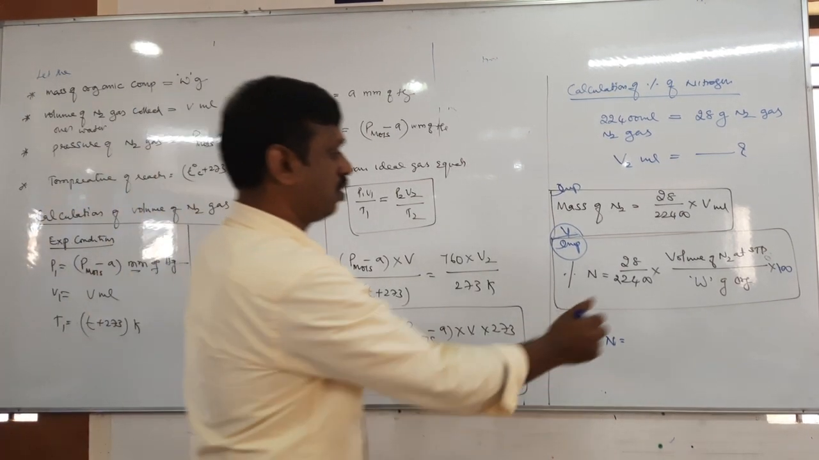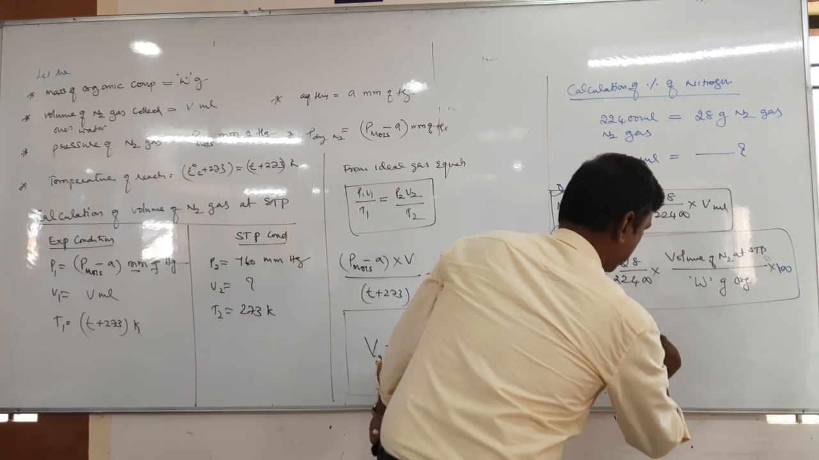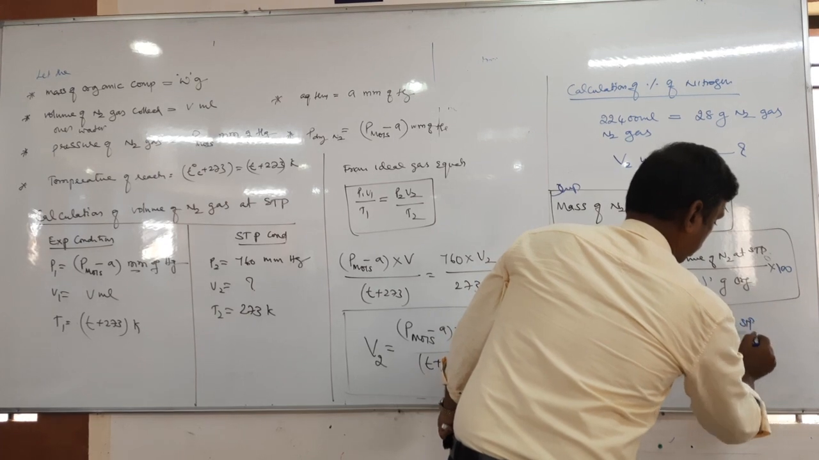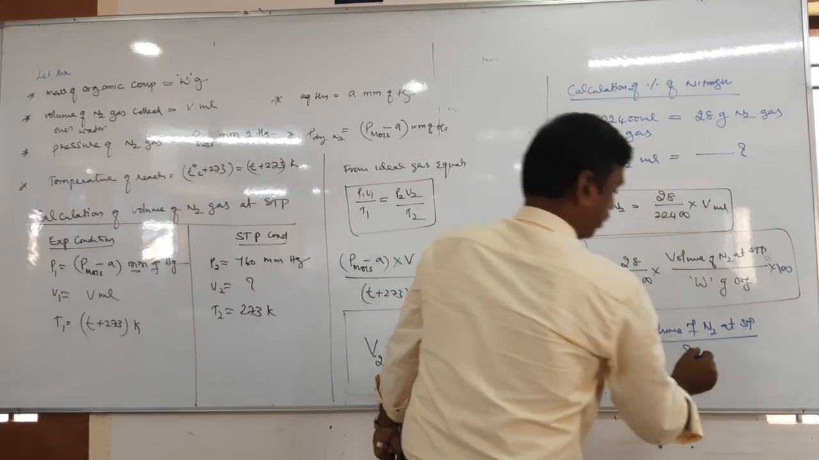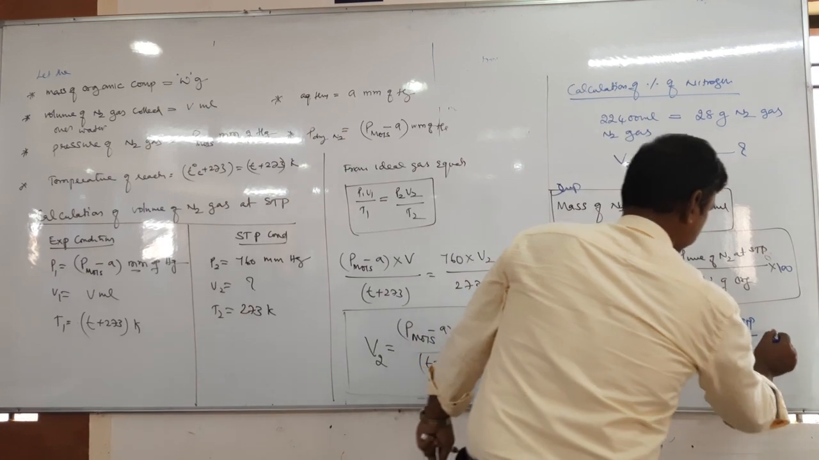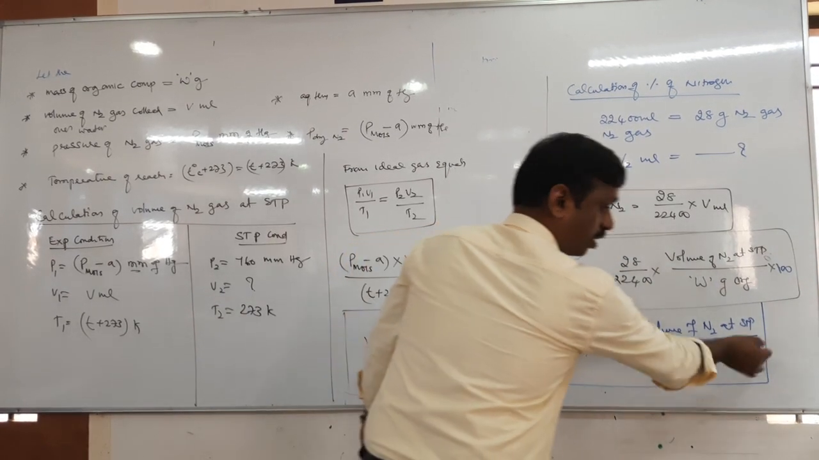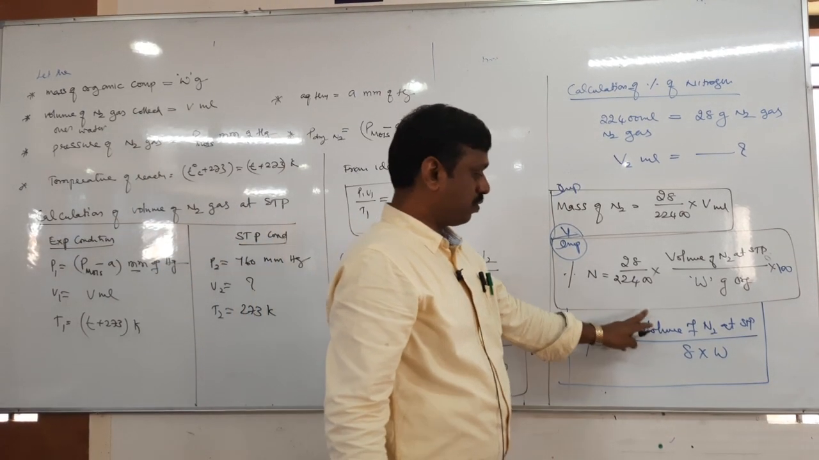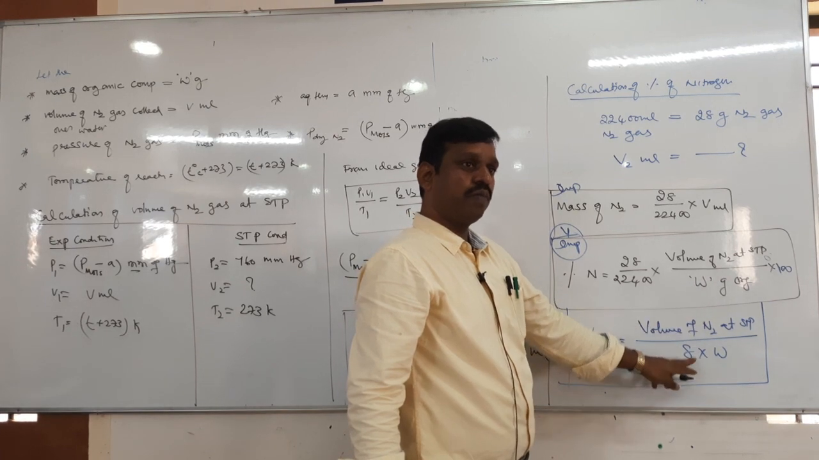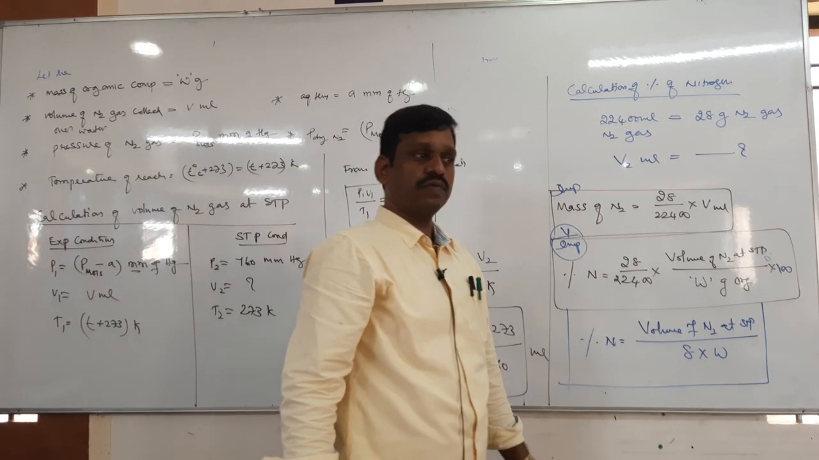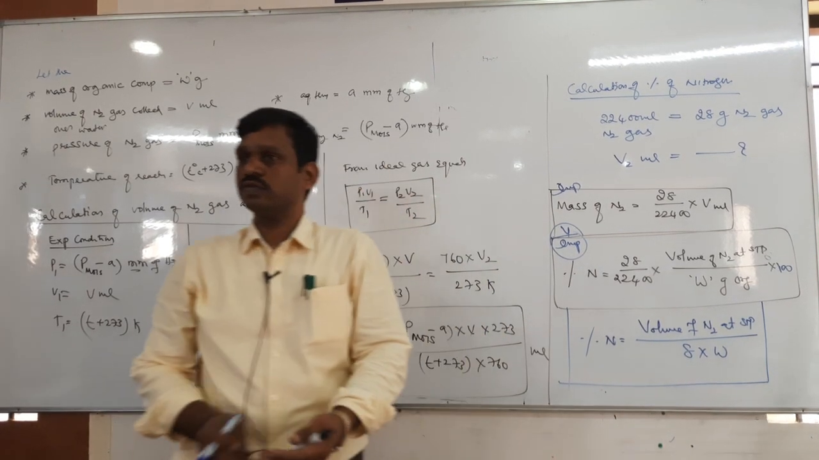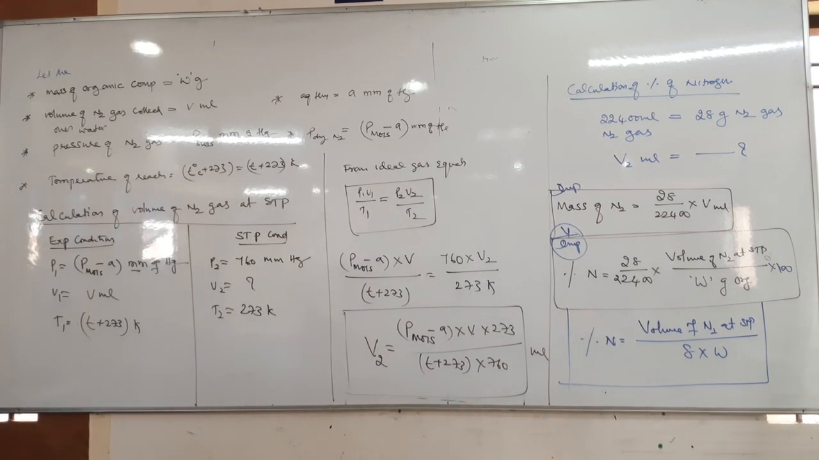Okay, so therefore it is volume of N2 at STP divided by 8 into W, not into 100. Already simplified. So if a problem is given, you take the volume, divide the volume by 8 and W, and you'll get the answer. So this is how you can calculate the percentage of nitrogen.